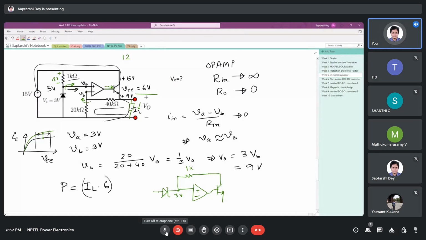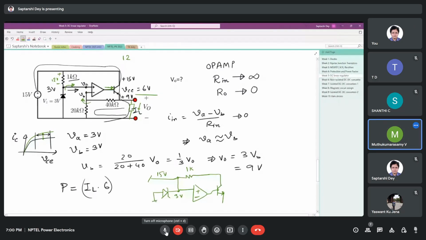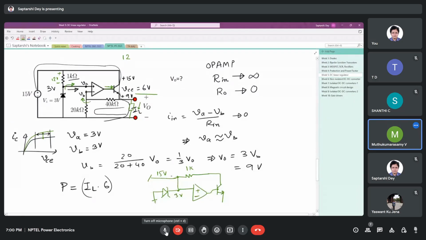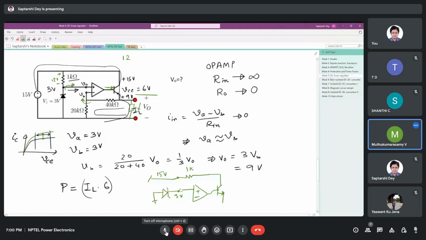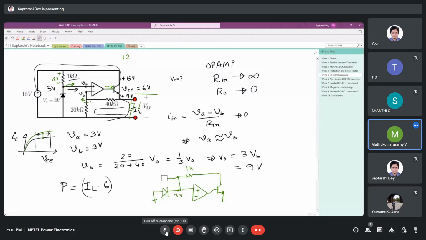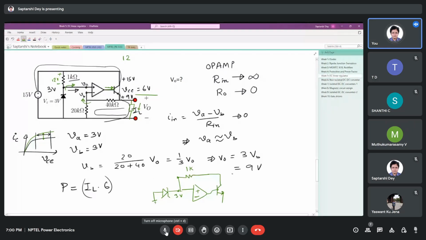So we can say that the current is flowing the other way around. We have a supply here also. Sir, can we say this is 15 volt?